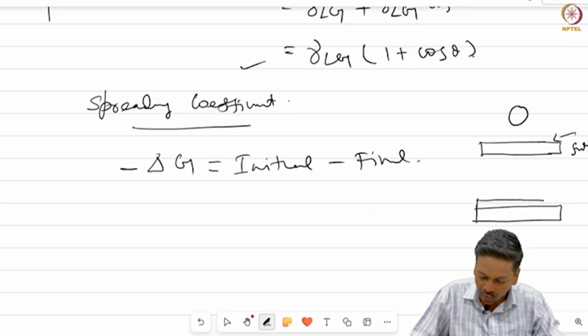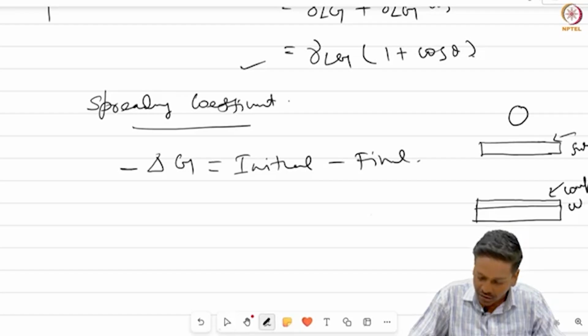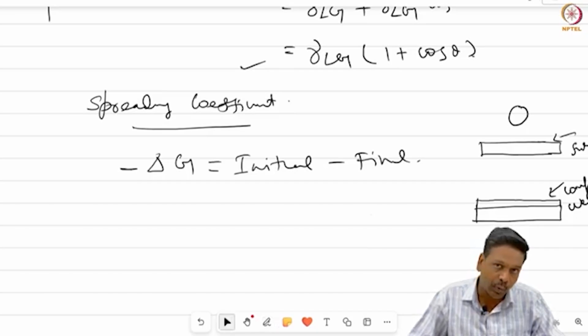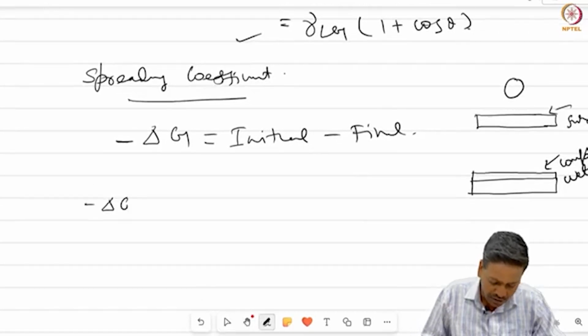Remember, we are considering complete wetting. This is very important to understand. Unlike the partial wetting that we have seen so far, in the complete wetting case you don't have theta. Theta doesn't exist; the contact angle doesn't exist. That is the condition we are using here. So in this case, what is going to be my spreading coefficient?